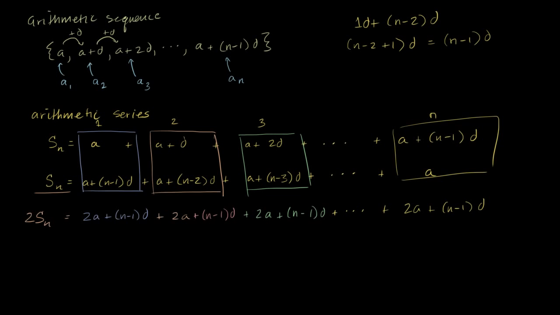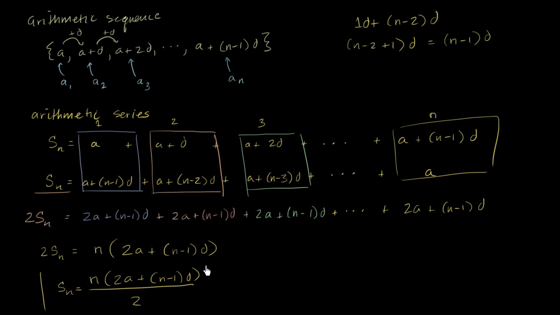So I can rewrite this sum as 2 times the sum, 2 times s sub n, is going to be n times 2a plus n minus 1 times d. And then if we want to solve for s sub n, you just divide both sides by 2, and you get s sub n is equal to, and we get ourselves a little bit of a drum roll here, n times 2a plus n minus 1 times d, all of that over 2.